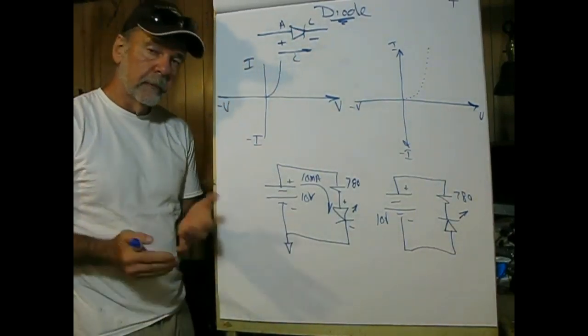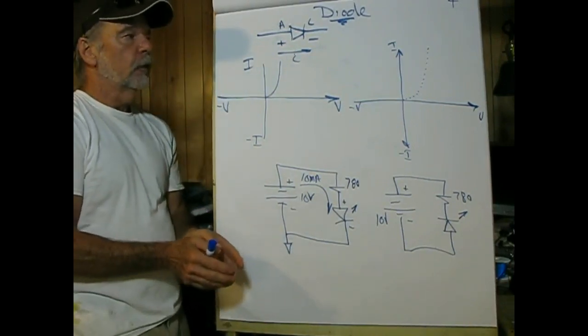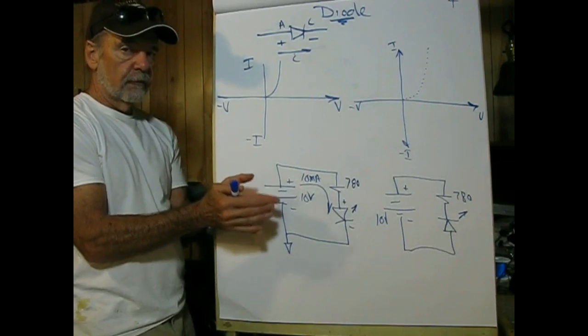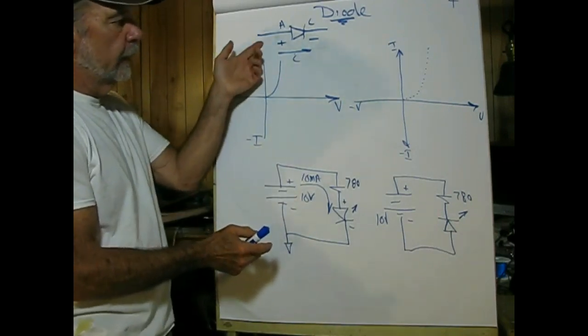My name is Jim, and today we're going to be talking about a device called a diode. I'm not going to call it a rectifier because that's a function that a diode could do. So the symbol for a diode is like this.